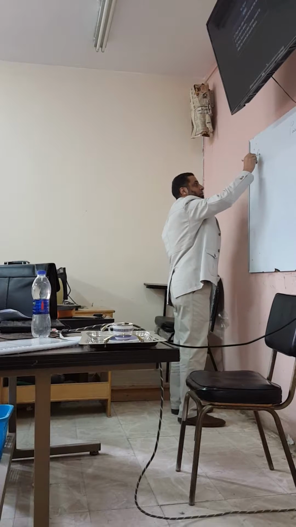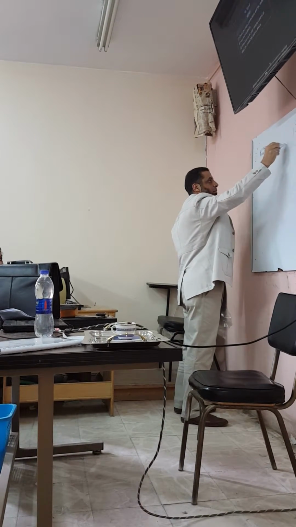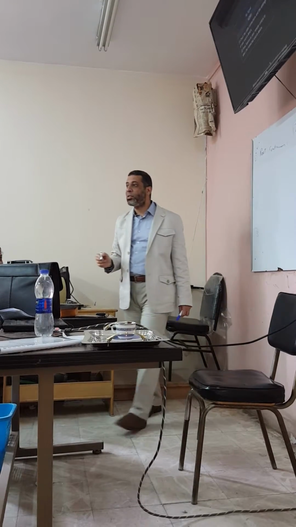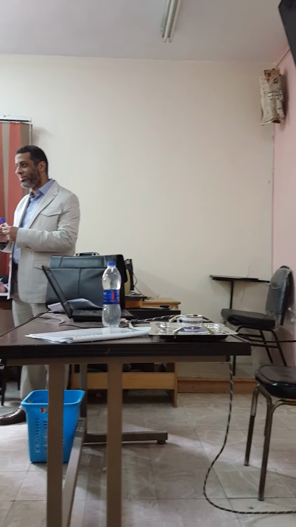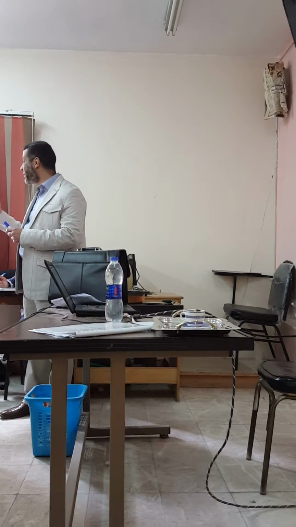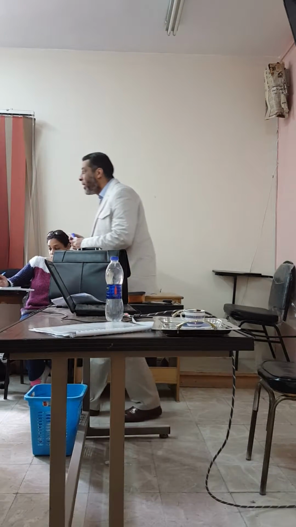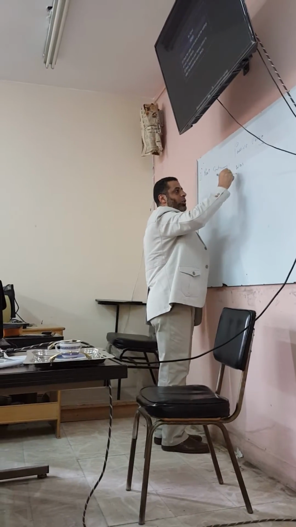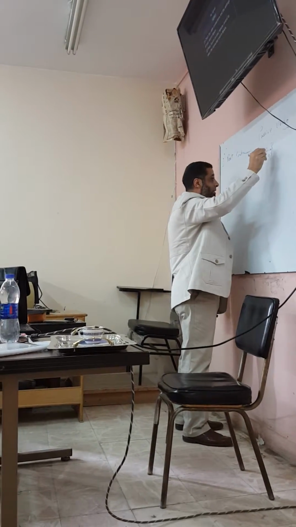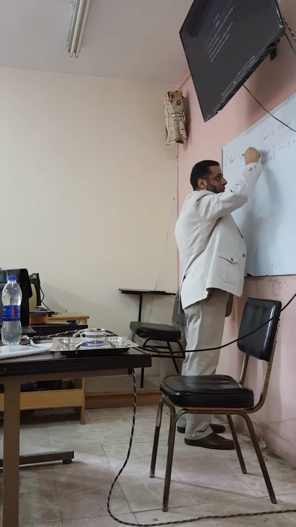Past continuous. What does the past continuous consist of in the active? Was or were plus verb plus ing. In the passive, was or were plus being plus PP. Very good.